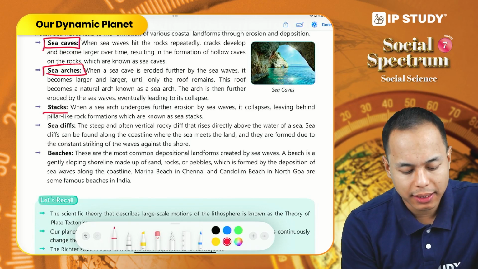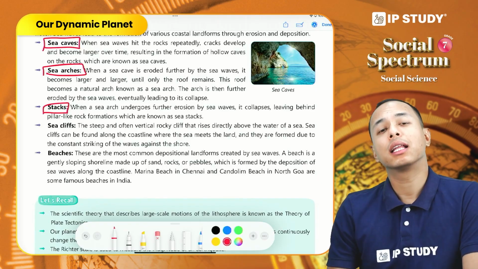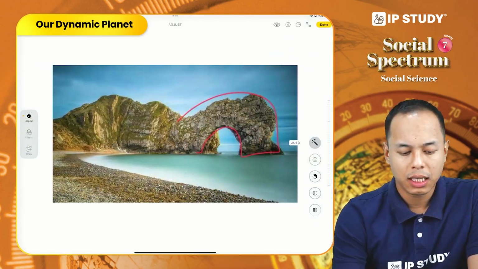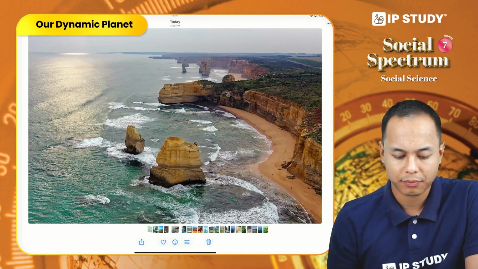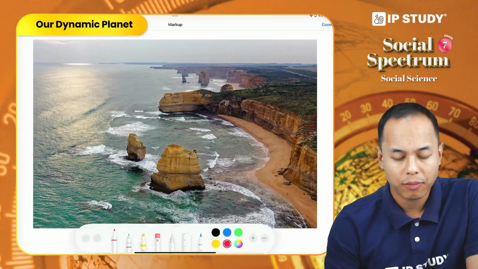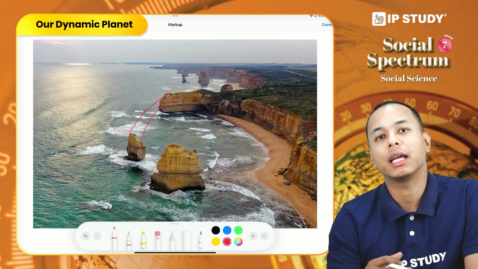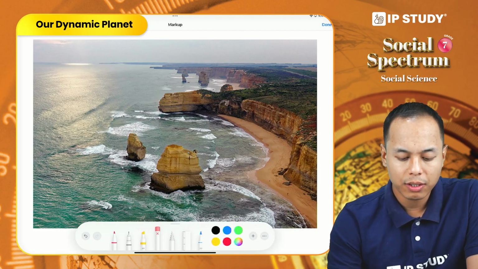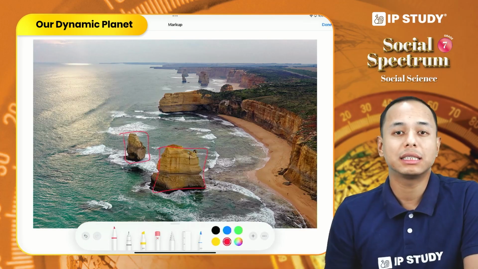Now comes stacks. Okay, so when the sea arc is further eroded, what happens? The roof of the arc collapses and only a single structure remains there, and this is called the sea stack. This. Okay, so before this used to be a cave. And what happens? This rock was eroded, it became a cave, and once the cave was eroded, it became a sea arc, and finally when the roof also collapsed, only a stack remained here. So this is a sea stack.